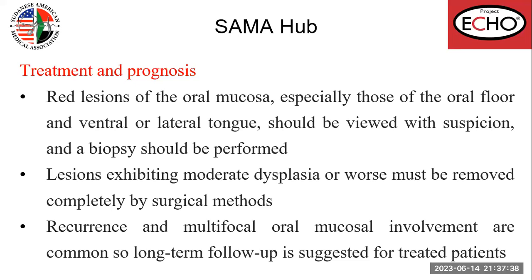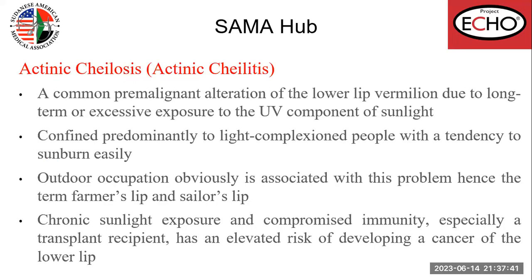We move on now to another example of premalignant lesions, which is actinic cheilosis or actinic cheilitis. This is a common premalignant alteration of the lower lip vermilion border due to long term excessive exposure to the ultraviolet component of the sunlight. It is confined predominantly to people with light complexion, especially those with a tendency to sunburn easily. So it is seen on the fair skin more than the dark skin.